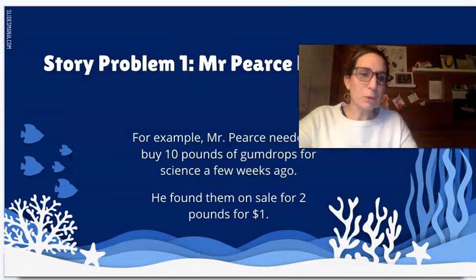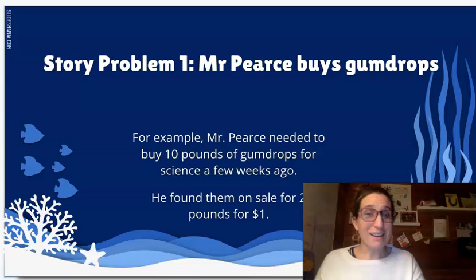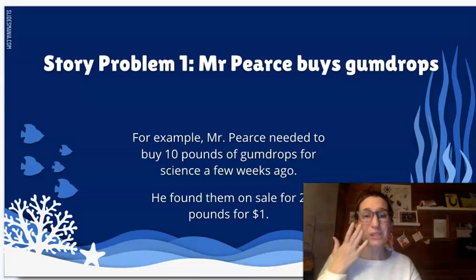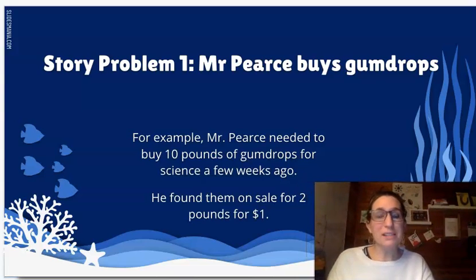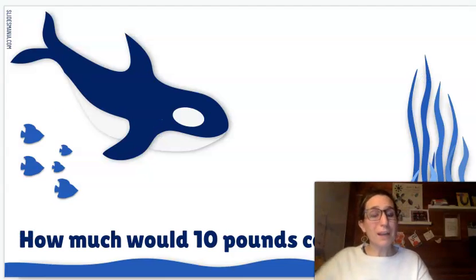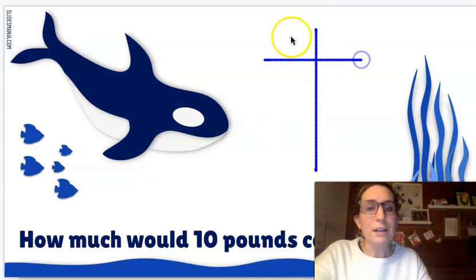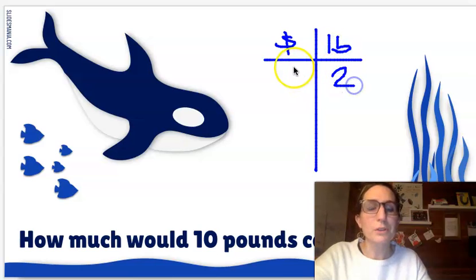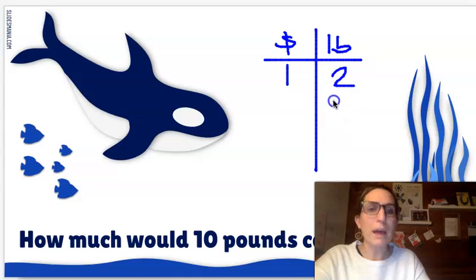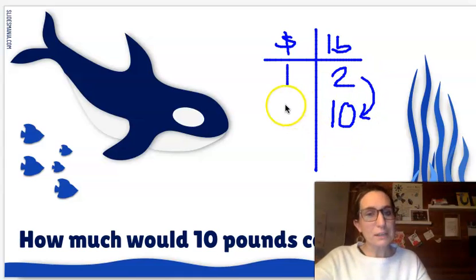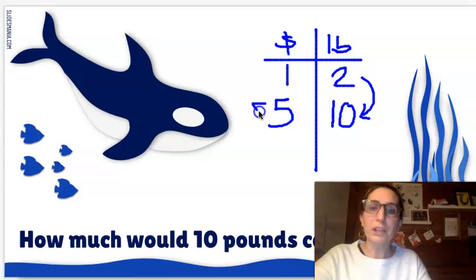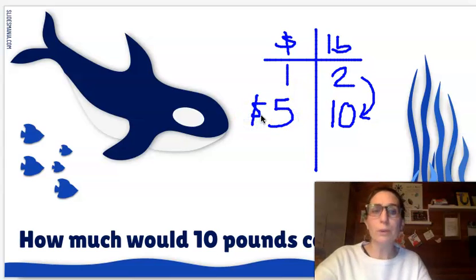So when Mr. Pierce went to the store, he needed to buy gumdrops for our science a couple weeks ago, and he needed 10 pounds of gumdrops for us. And he found them on sale, 2 pounds for $1. That might be something you can solve in your head, but he used a ratio table to organize his thinking. So if you did 10 right here, we know from 2 to 10 is multiplied by 5, and so he was looking to spend $5, and that seemed like a reasonable amount.